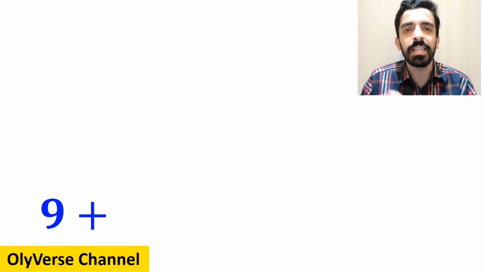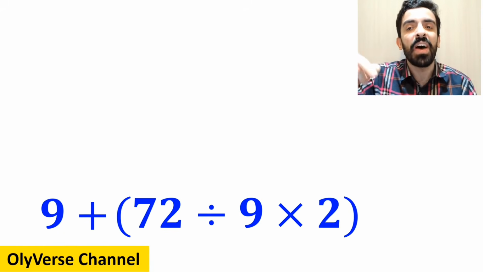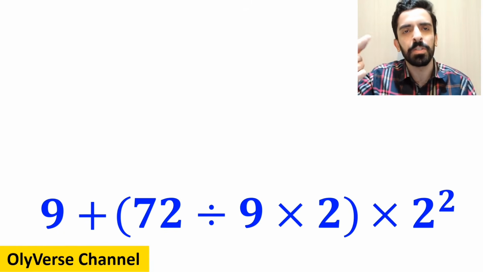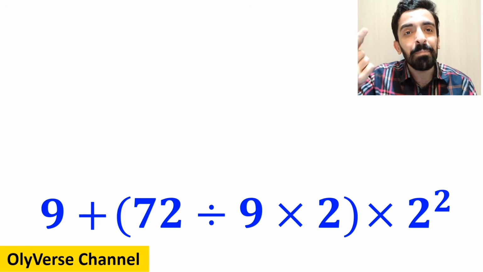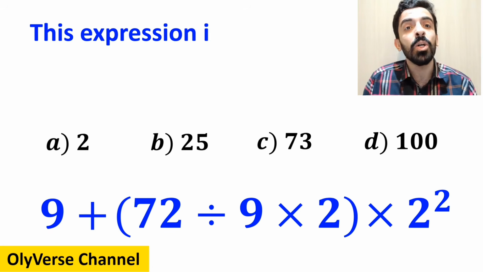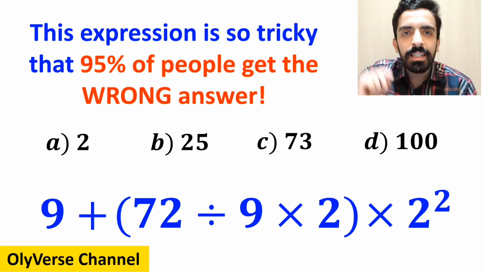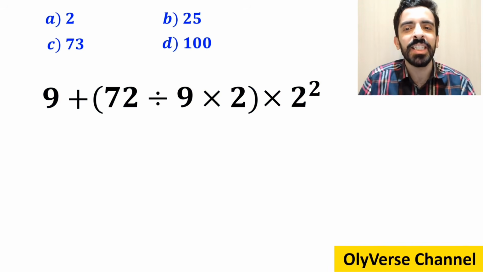What is the value of the expression 9 + (72 ÷ 9 × 2) × 2²? Which option do you think is the correct answer to this question? This expression is so tricky that 95% of people get the wrong answer. Let's go step by step and solve it together.